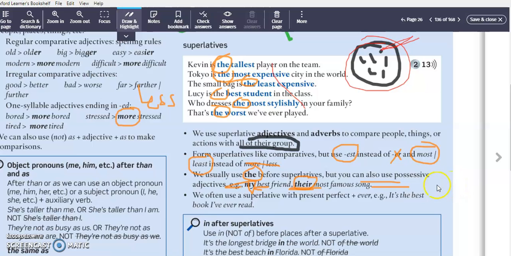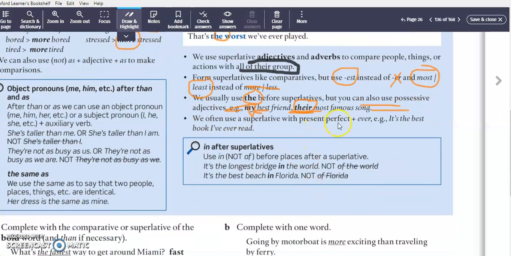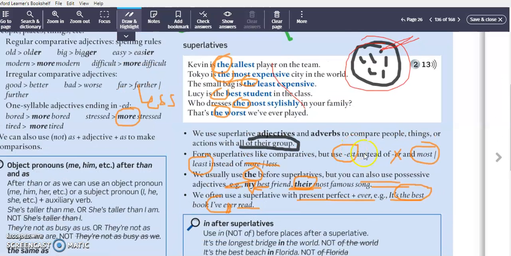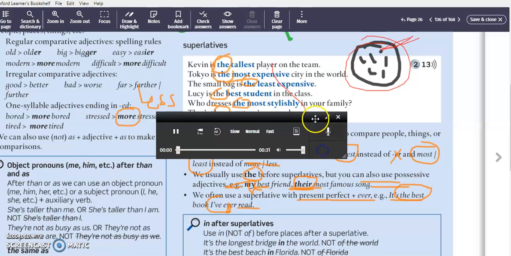¿Ok? We often use a superlative with the present perfect and ever, ¿sí? It's the best, superlativo, the best book I have ever read. Es el mejor libro que jamás he leído. Let's listen to some examples, okay?